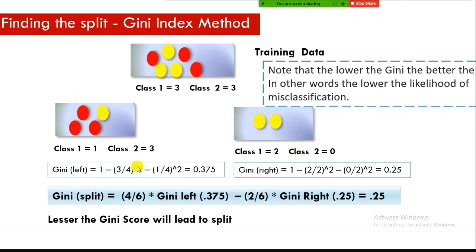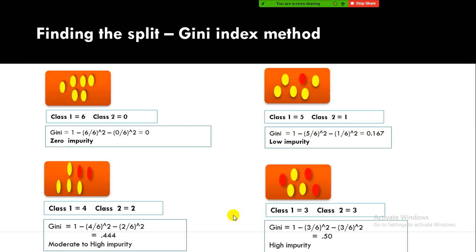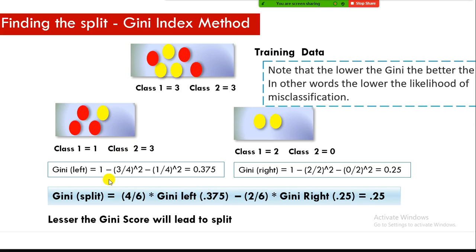If I use the Gini formula for the left side node and the right side node, I get 0.375 for the left. Both of them are impure. Finally, I need to use this equation, Ni divided by N, which is the 4 observations on the left side divided by the total number of observations. So 4 divided by 6 into Gini left. What is the Gini left value? 0.375.